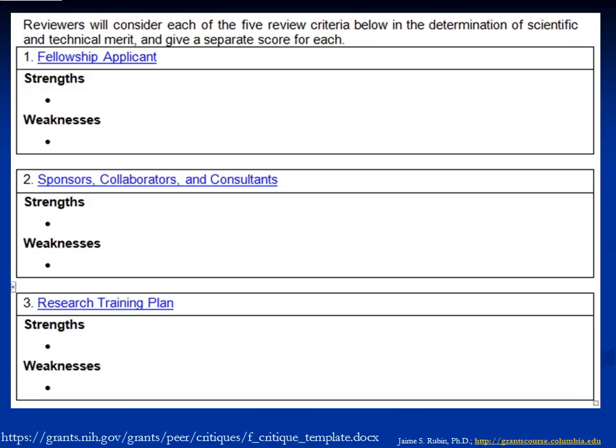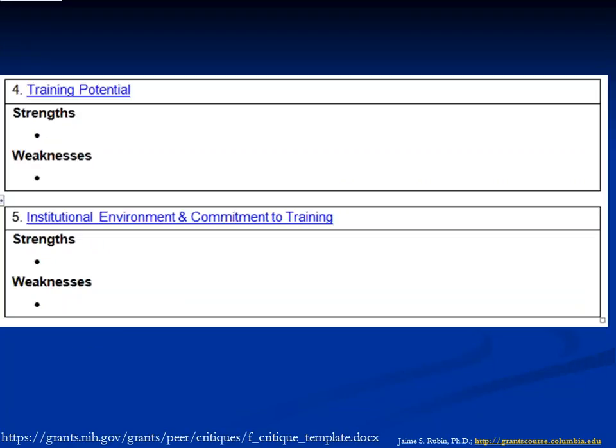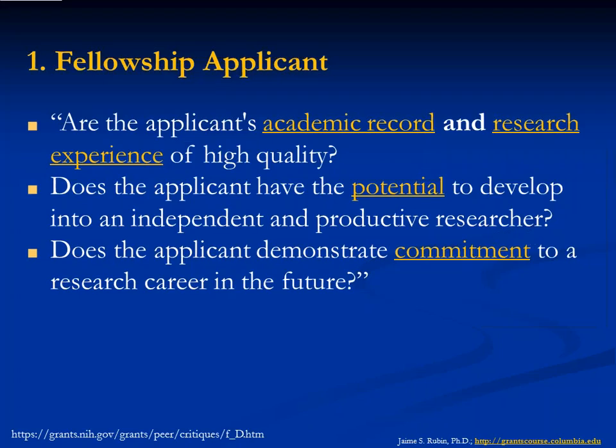And this is the form that the reviewers will fill out. Bullet points of strengths and weaknesses in these 5 areas: the fellowship applicant; the sponsor, which at some institutions you might call the mentor or the advisor, and your collaborators and co-investigators; the research training plan, what you're proposing to do; and the training potential of you and the institution and the environment where you're doing your graduate studies or your dissertation research.